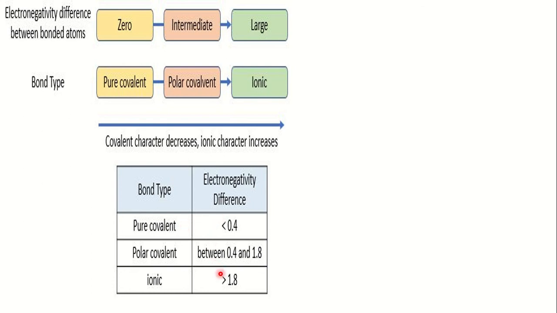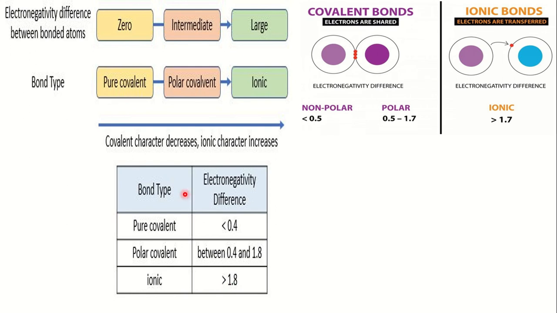If the difference of electronegativity is more than 0.4 up to 1.8, then the compound will be a polar covalent compound. Now look, water. The electronegativity of hydrogen is 2.1 and the electronegativity of oxygen is 3.5. So the difference of electronegativity is 1.4. It lies in this range. So water is a polar covalent compound. And if the difference of electronegativity is more than 1.8, then the compound will become ionic.